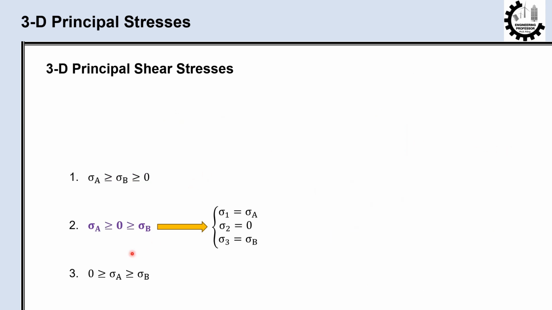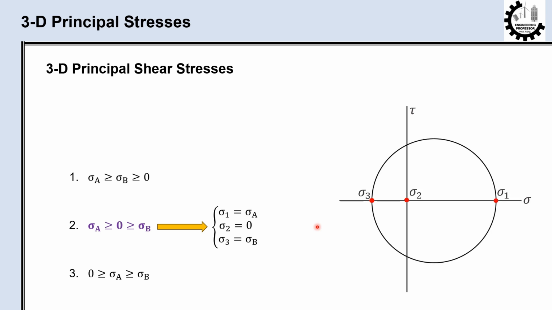Case 2 is when sigma A and sigma B have different signs. This resulted in sigma 1 equals sigma A, sigma 2 equals 0, and sigma 3 equals sigma B. Again, we draw three circles, one for each pair of principal normal stresses. Similar to case 1, the circle with sigma A and sigma B is plotted by a black solid line.